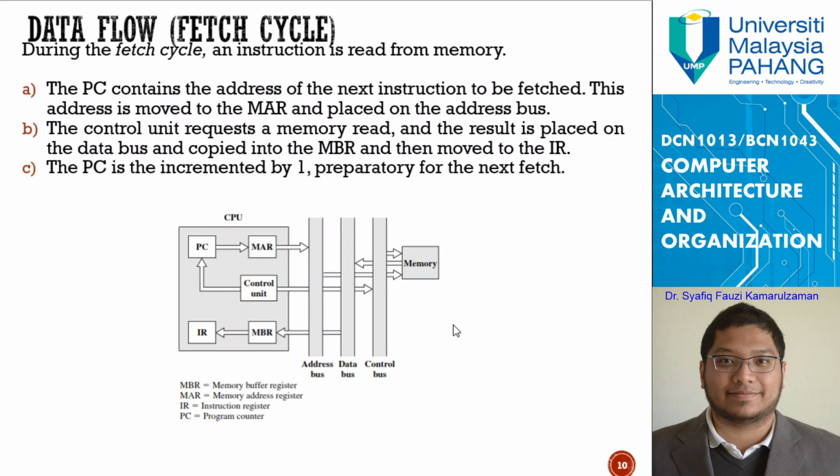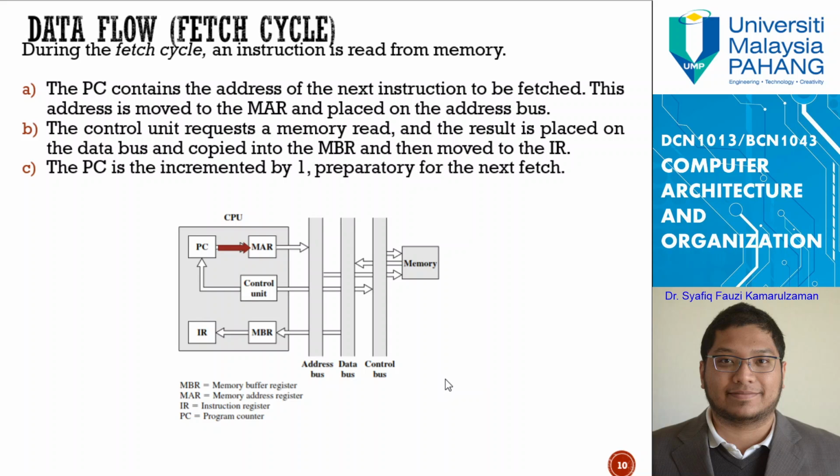Sorry. If you talk about PC in this context, we are going to use it as the program counter. Inside your CPU, we have the PC, called the program counter. We have the IR, also known as the instruction register. We have the MAR, also known as the memory address register, and the MBR, known as the memory buffer register. The program counter contains the address of the next instruction to be fetched. This address is usually moved to the memory address register and placed on the address bus.